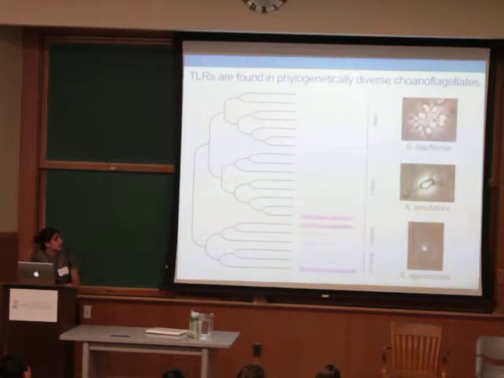S. notiformis, Acanthoeca spectabilis, and Stephanoeca diplocostata. Due to the presence of these 2 major components, we believe that these 3 species could be good candidates for further study of choanoflagellate immunity.